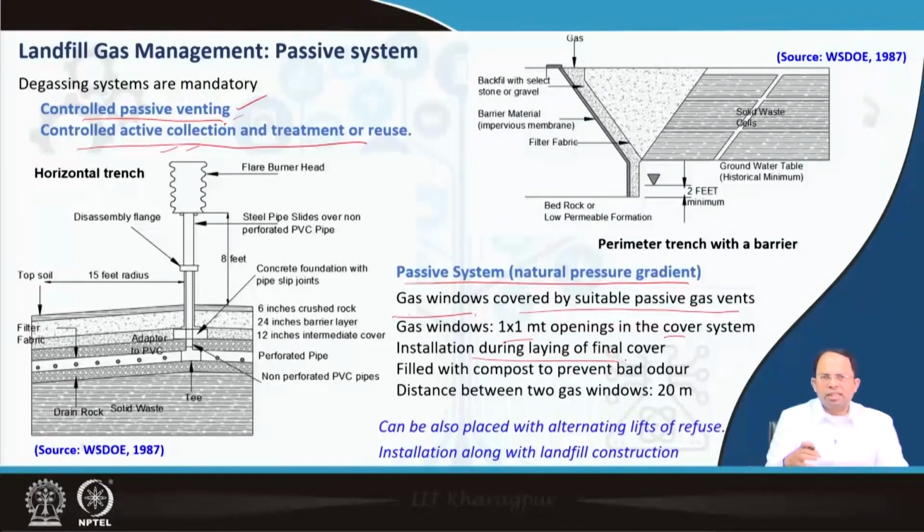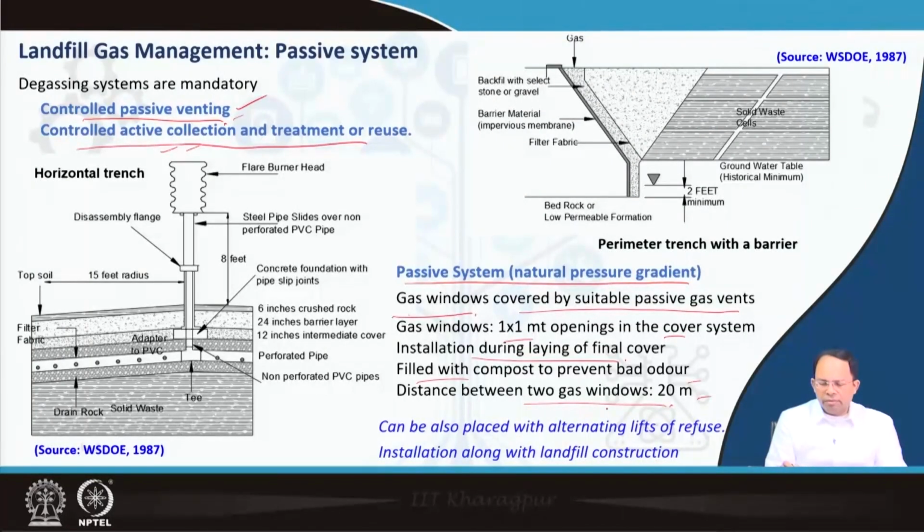Of course, we have to create some holes in the final cover to allow the gas to come out, filled with compost to prevent bad odor. So we fill this particular opening with compost so that it doesn't result in odor. Distance between two gas windows is around 20 meters. So I will show you an image of this in one of our case studies later on.